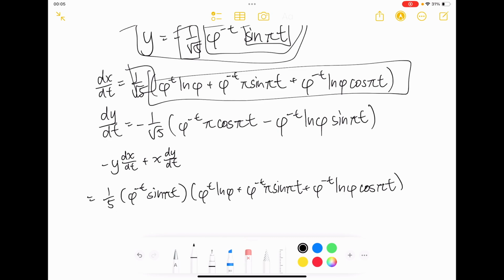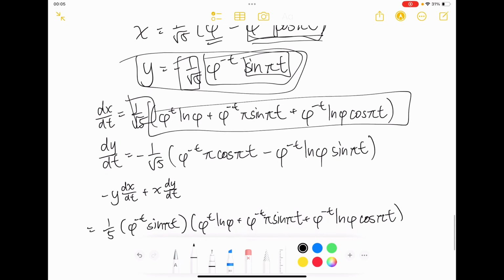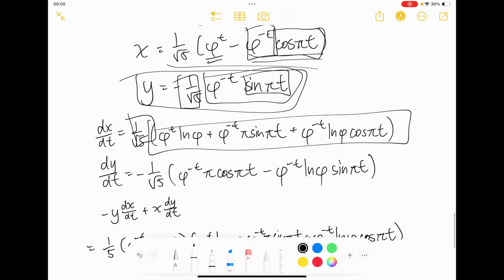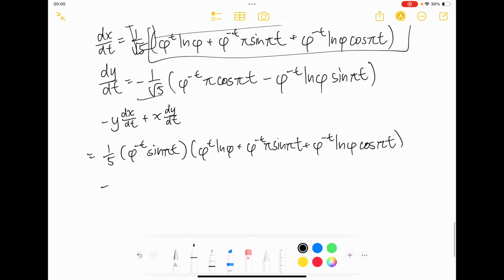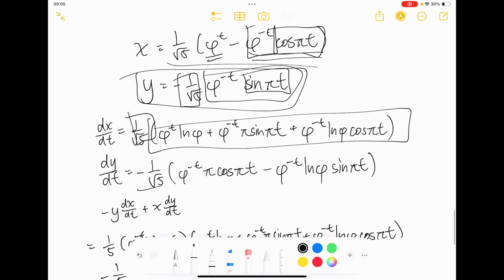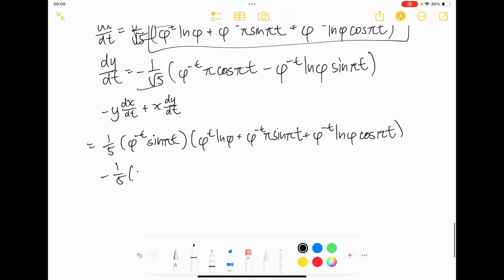But anyways, x dy/dt. So x doesn't have a minus sign. That does. So we're going to get a minus, combining the 1 over root 5s. And x is this. Trust me on this. I got it on another screen.